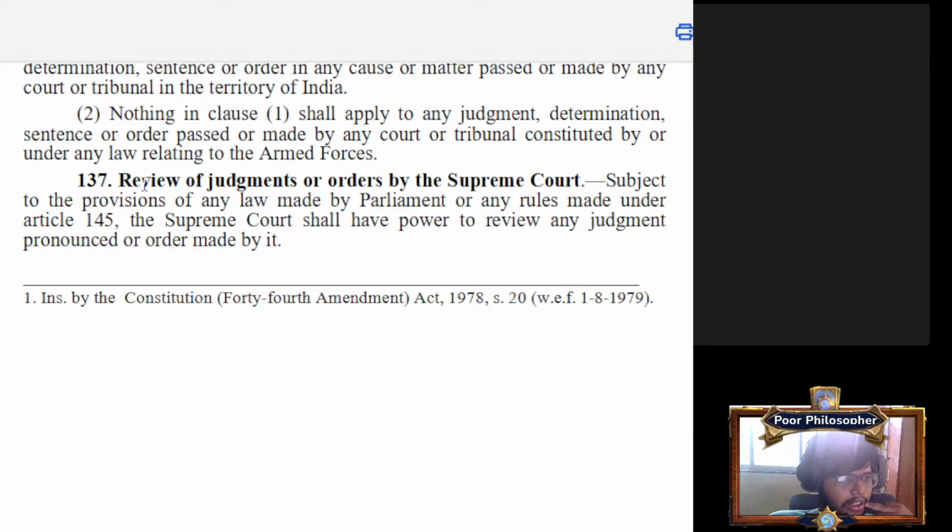Article 137. Review of judgments or orders by the Supreme Court. Subject to the provisions of any law made by Parliament or any rules made under Article 145, the Supreme Court shall have the power to review any judgment pronounced or made by it.